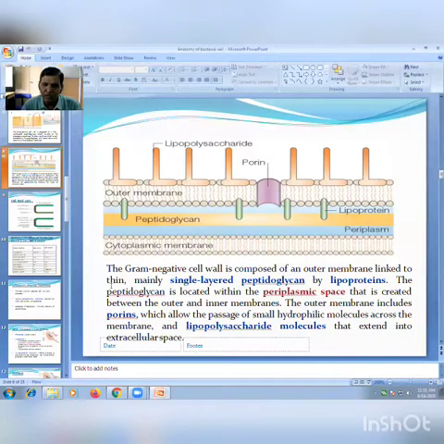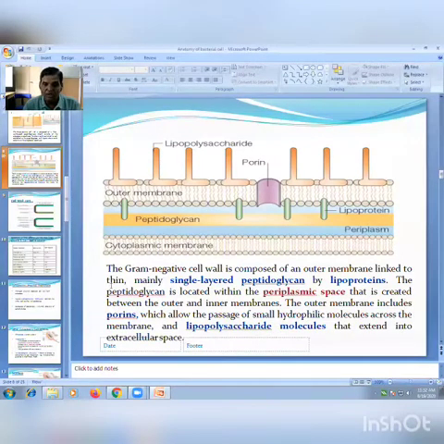Lipopolysaccharide is a heteropolymer having the lipid A region, the core region, and the O side chain. This lipid A is hydrophobic in nature, while the remaining core region and O side chain are hydrophilic in nature. They are attached to each other. Here lipopolysaccharide acts as an antigen of gram-negative bacteria.